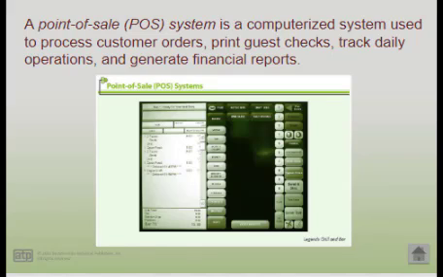POS systems help prevent errors due to poorly written or misspelled guest checks, lack of communication between servers and kitchen staff, and inaccurate calculations. Even though POS systems help eliminate errors by electronically performing math calculations, employees must still know how to spot a mistake. The information generated by a POS system is only as good as the information entered into the system.